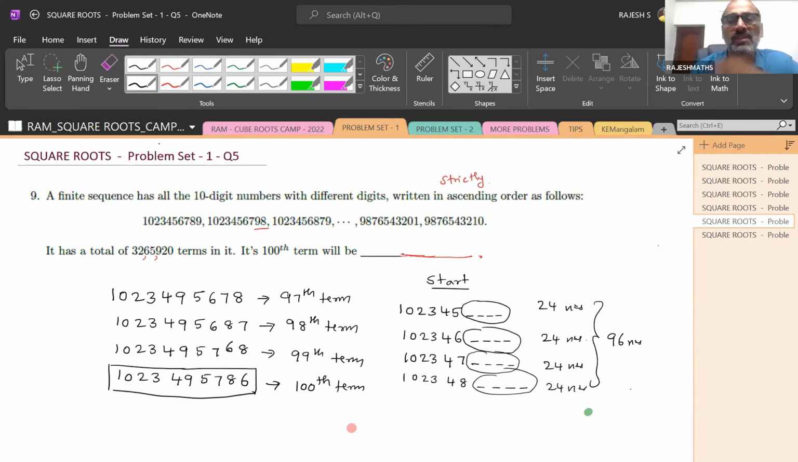The next 4 numbers, 97th, 98th... we can slowly move on. Just like traffic: we are going on a highway at some speed, then once we enter the city or town we can't enter with the same speed, obviously not possible. So we need to slow down. 97th term, 98, 99, 100.